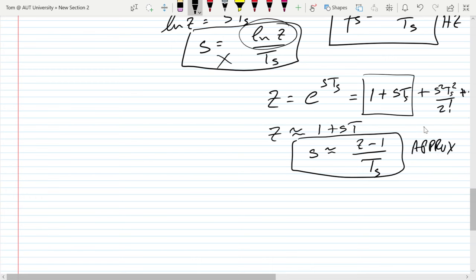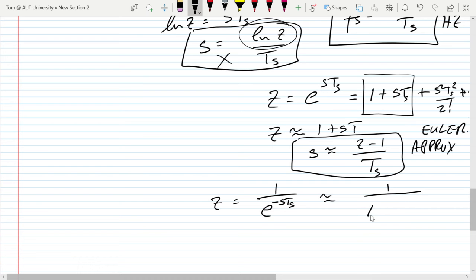That one is called the Euler approximation. It's one of Euler's. There's another one as well. You can say Z is equal to 1 over e to the minus STS, can't you, which is the same as e to the STS. And that's approximately equal to 1.